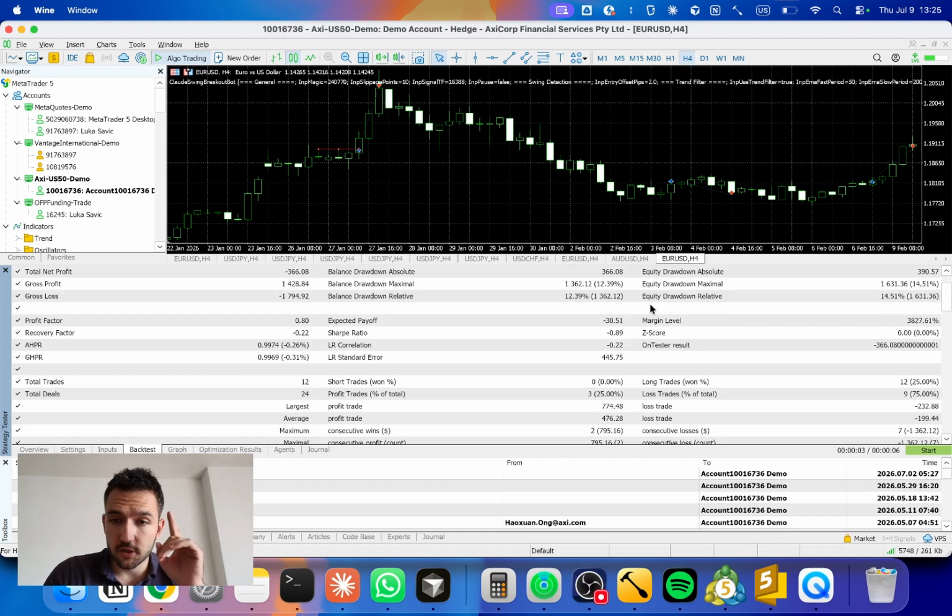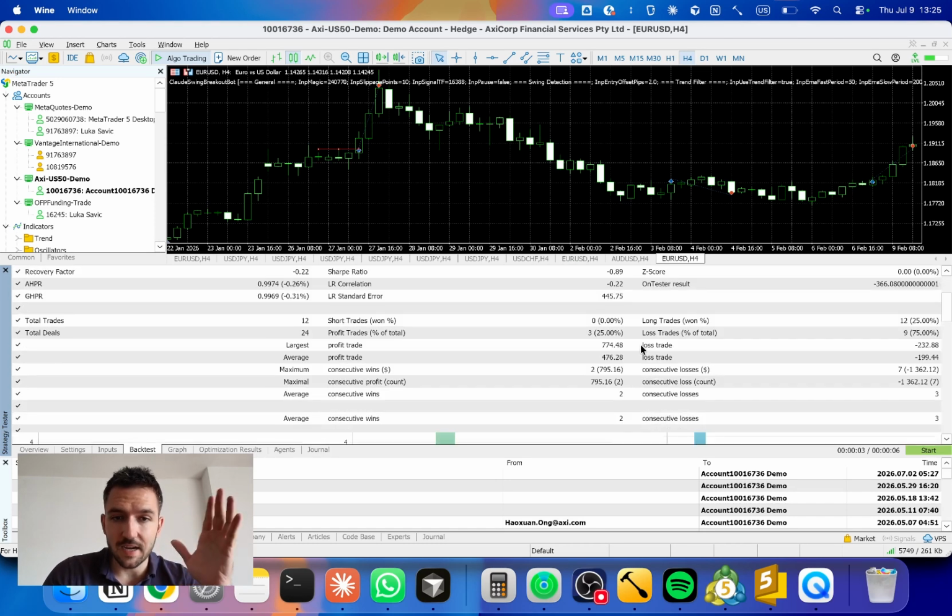Now, one more thing to check is, was the lot size calculated correctly? Let's see, average loss trade, $199. This is 200, which is 2% of $10,000. So lot sizing also works perfectly. So this is good. This means that the trading bot was really developed right.